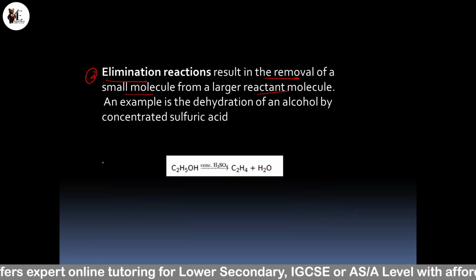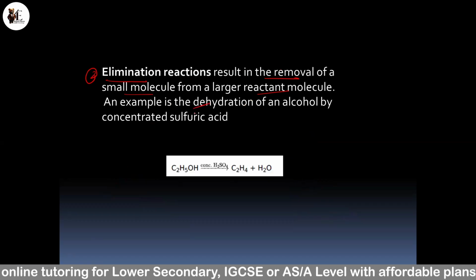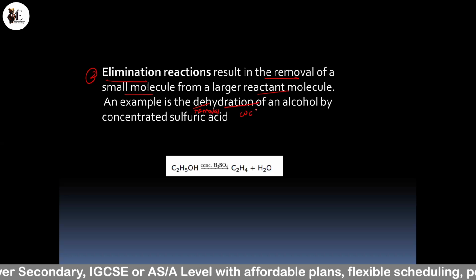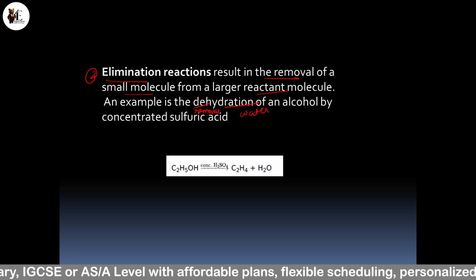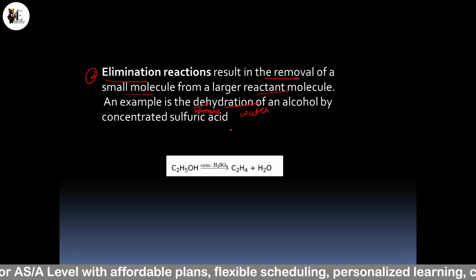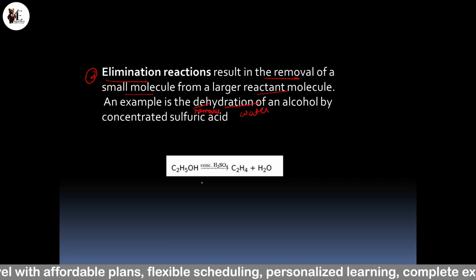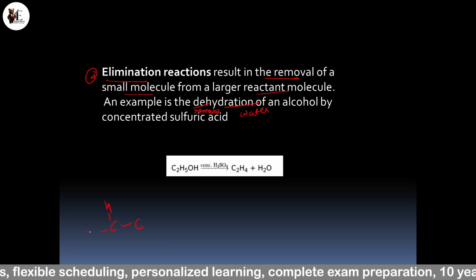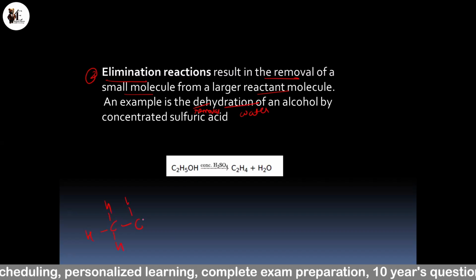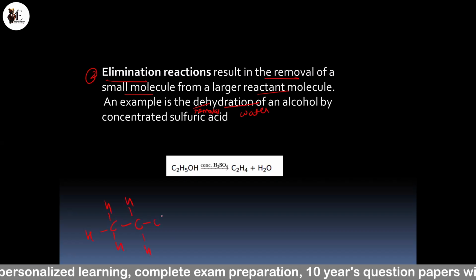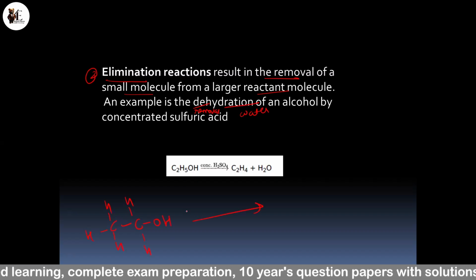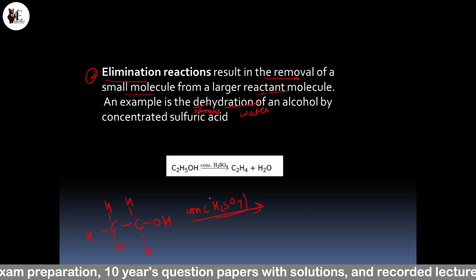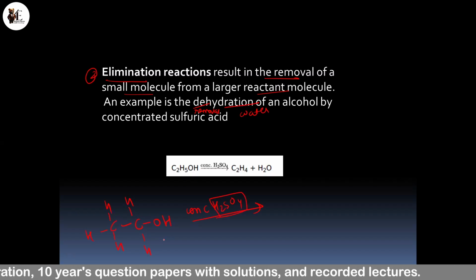Example is the dehydration of an alcohol. Dehydration means de means removal and hydration means water. So removal of water happens. A small molecule, water, is eliminated from this alcohol by concentrated sulfuric acid. So this is my C2H5OH. If we write the distilled formula, C2H5 and OH. Now when you react it with concentrated H2SO4, this is a dehydrating agent. That means it removes water from your reactant molecule.